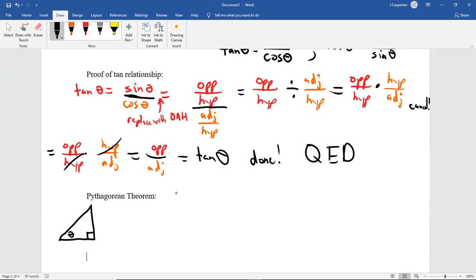So you'll hear me say that phrase semi-frequently throughout the semester. Instead of calling these hypotenuse, opposite, and adjacent, let's give them letters because that's how the Pythagorean theorem is done. Let's call the legs A and B. These are completely interchangeable. I can swap A and B. It doesn't matter because the Pythagorean theorem doesn't actually have anything to do with this angle theta. And then the hypotenuse we traditionally call C.